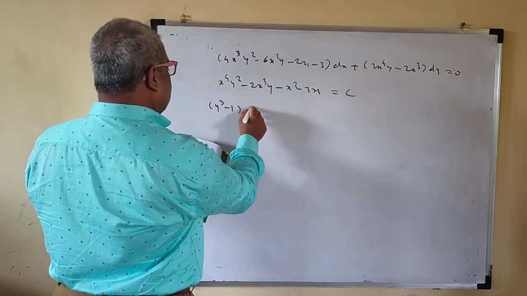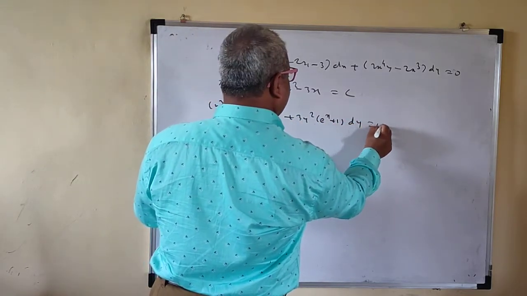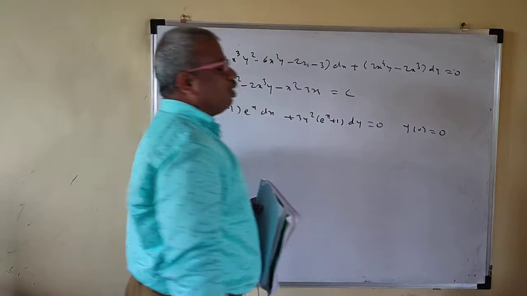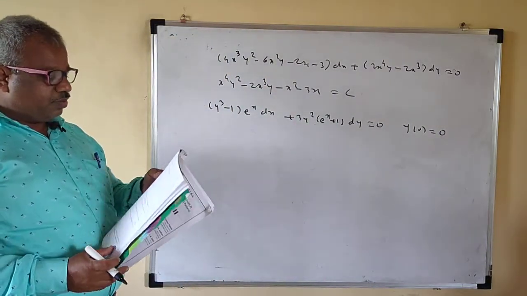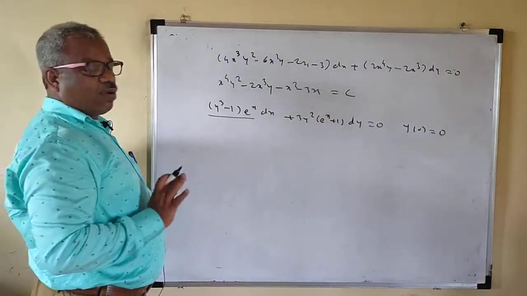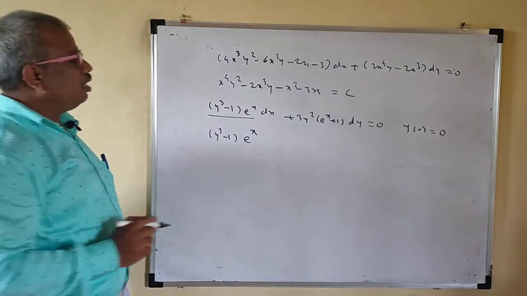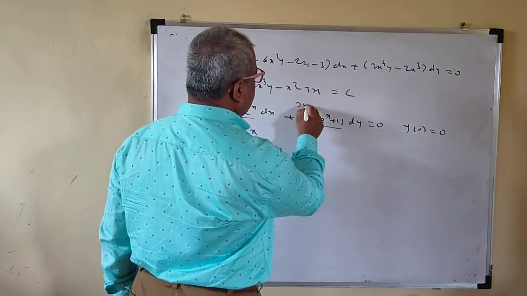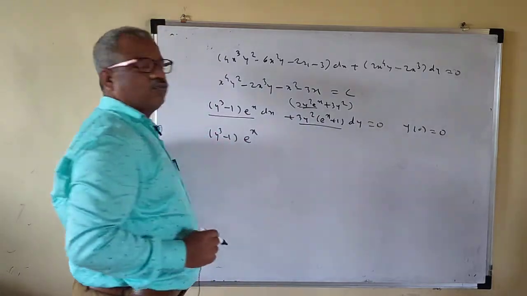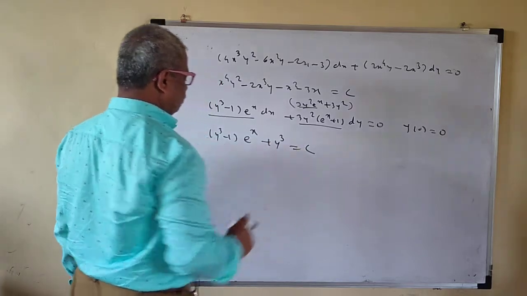Now suppose (y cube minus 1) e raised to x dx plus (3y square e raised to x plus 1) dy is equal to 0. Suppose this is an exact differential equation and y of 0 is equal to 0 is given to you. Or y of 0 is equal to 1, something is given. You want the solution. You just have to integrate with y constant. Here y cube minus 1 is constant and integration of e raised to x is e raised to x. For the term which does not contain x, the term 3y square e raised to x contains x, so you assume that is 0. And integration of 3y square is y cube, equal to c.